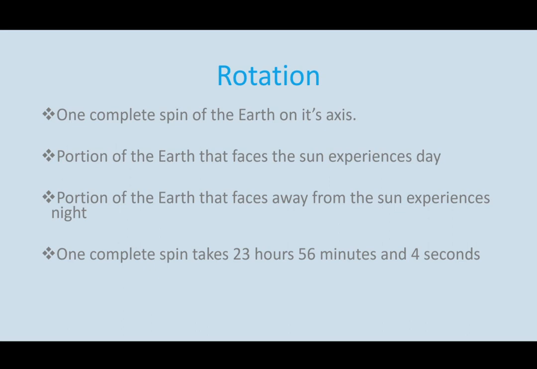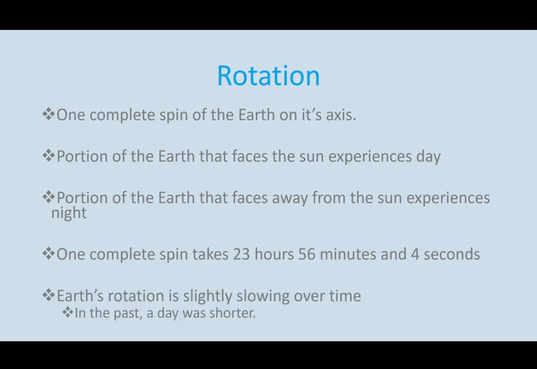That's one complete rotation. And you may not know it, but Earth's rotation is slightly slowing over time. So in the past, a day was shorter because the Earth spun faster. But now that it's slowing down, it's gone to around the 24-hour mark.